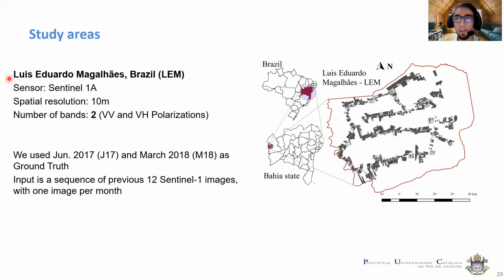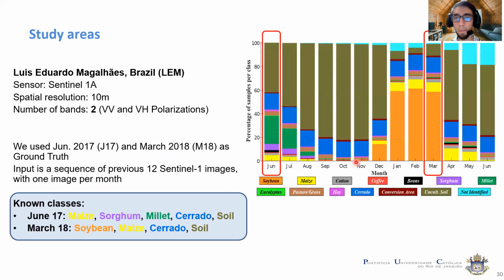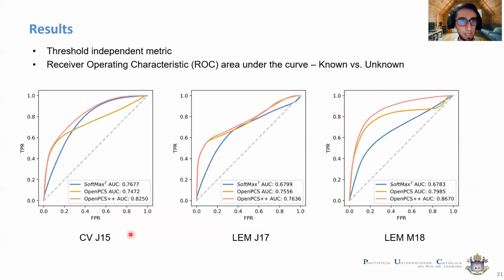A second dataset is also publicly available in Brazil. It's called Luis Eduardo Magalhães. In this temporal frame it consists of 12 Sentinel-1 images with 1 image per month. In this case, we evaluated 2 different dates. So we evaluated in June, where we took these classes as known classes, the remaining as unknown, and also in March, with this as the known classes.